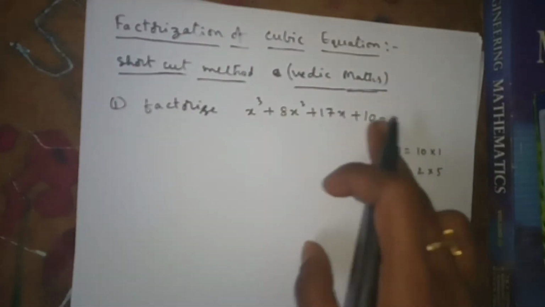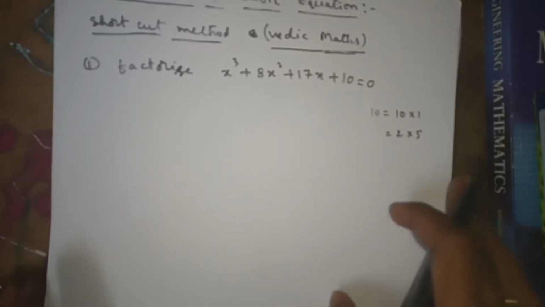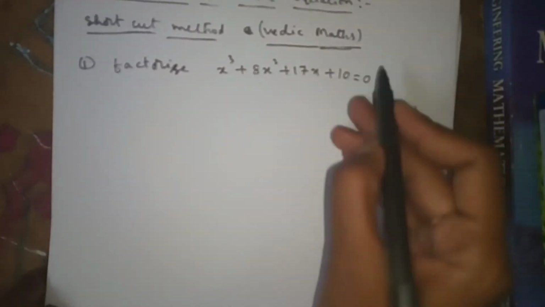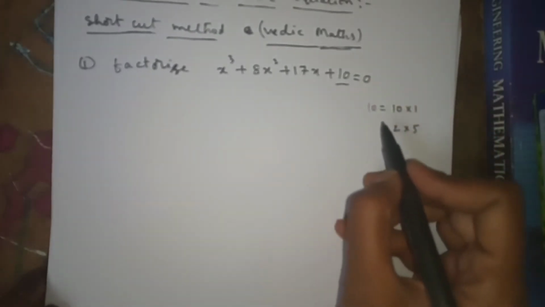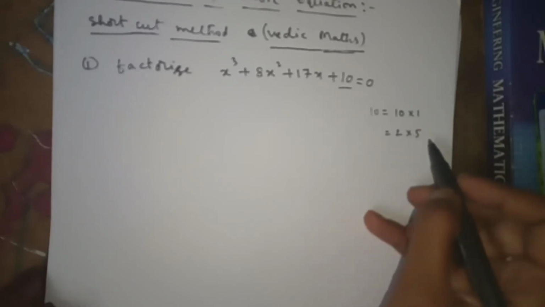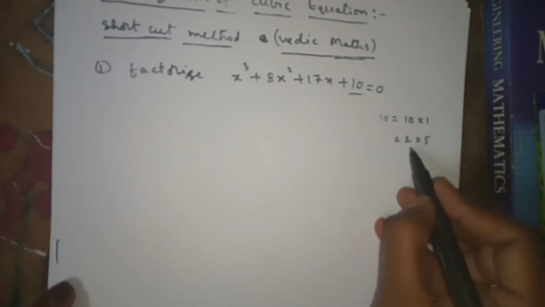Now one cubic equation is given. All are plus symbols only here. Whatever the symbols, x cube plus 8x square plus 17x plus 10. Now the 10, you see the 10, we will write the factors of 10: 1 into 10 and 2 into 5. The factors of 10 are 1, 10, 2, 5.